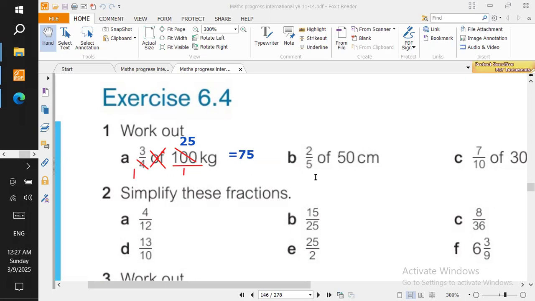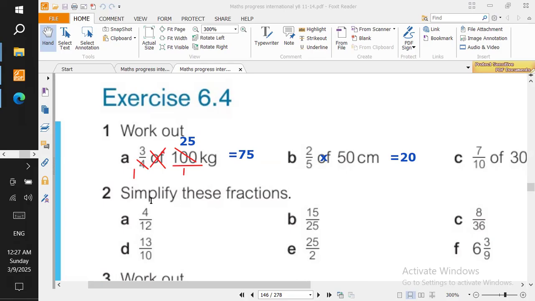Here, same idea, you just multiply. So the word of means multiply. So 2 times 50 is 100. Divide 5 is going to be 20. As we said, you can do it with a calculator and you'll find the answer, okay?